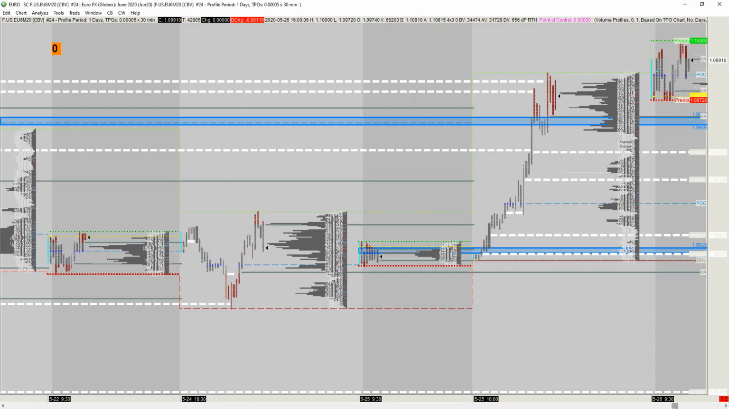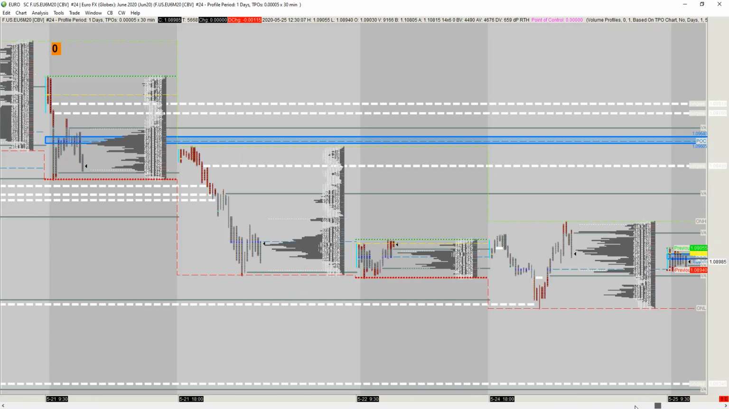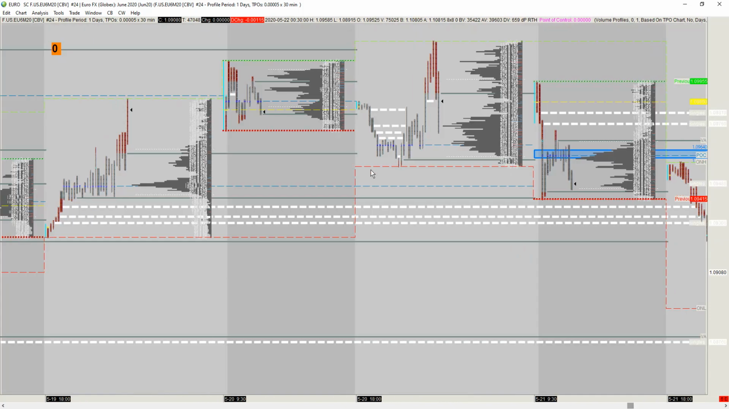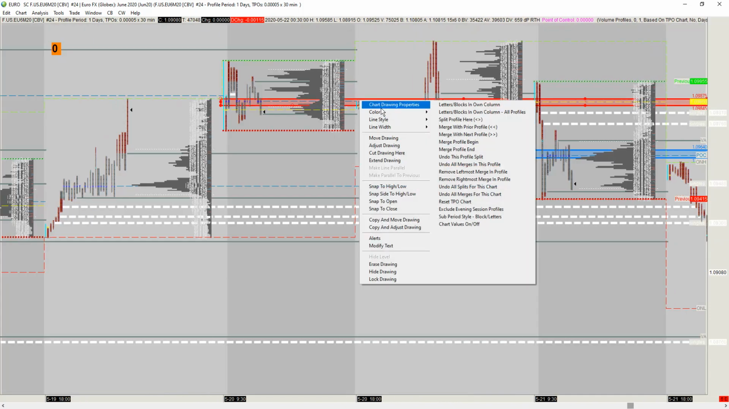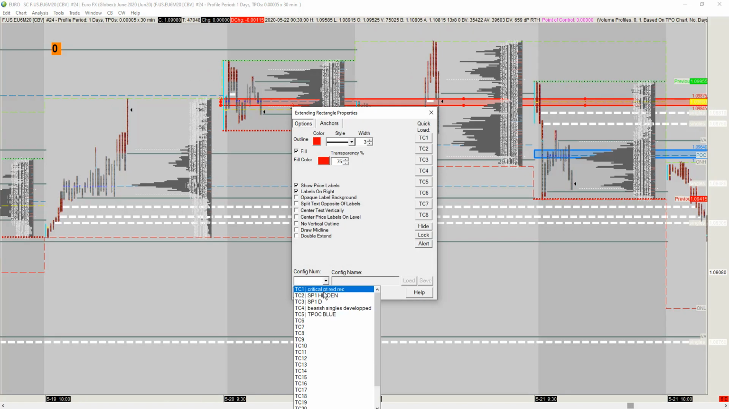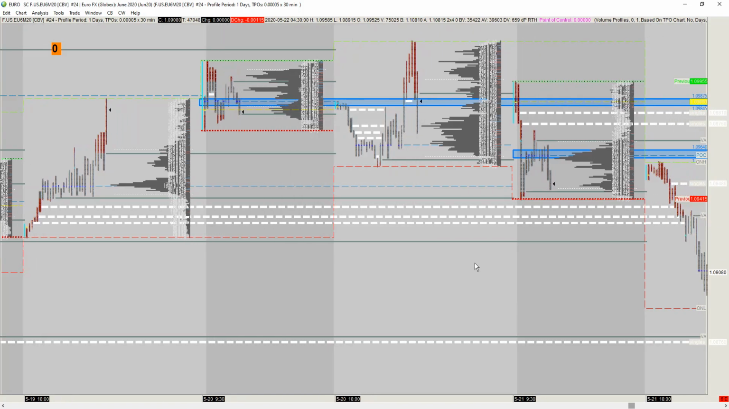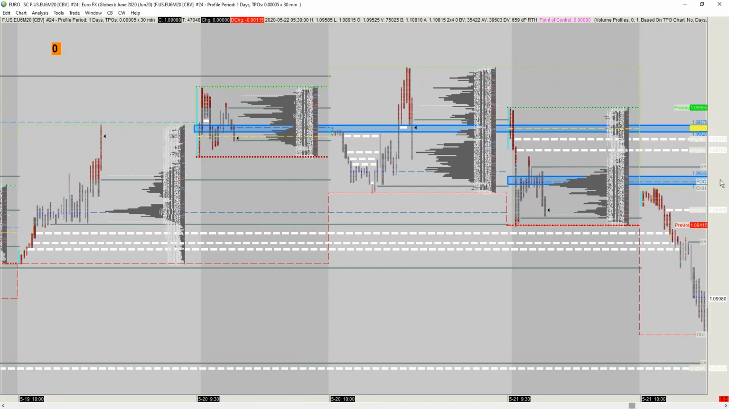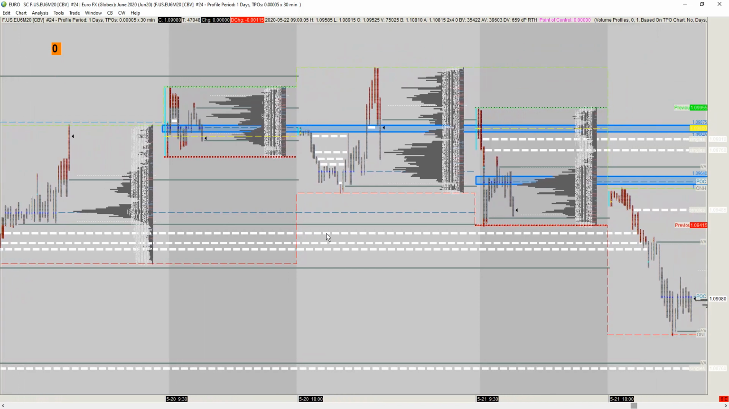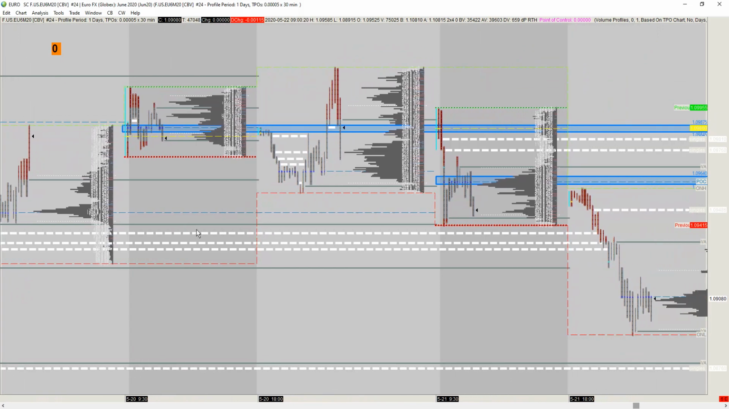Where does the market spend time? An area where the market spends time will always act like a magnet. It could be a target, it could be an area to look for. Inflection point is a good word for that. So let's just look at the context here.